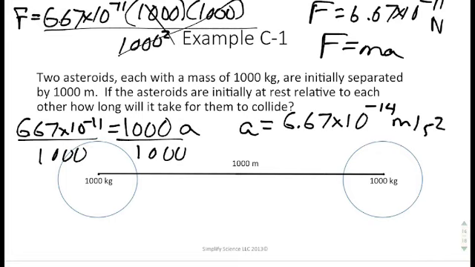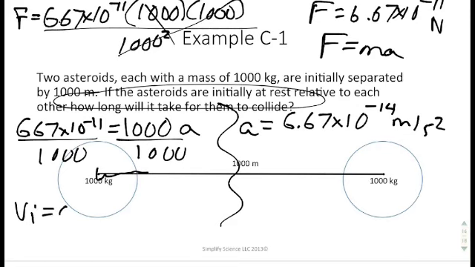Now the question says, okay, now that you've got the acceleration, how long does it take for it to collide? Realize that each asteroid only has to cover half the distance. Okay, we're going to assume that this distance from the center is negligible at this point. So you would say that it is initially at rest.